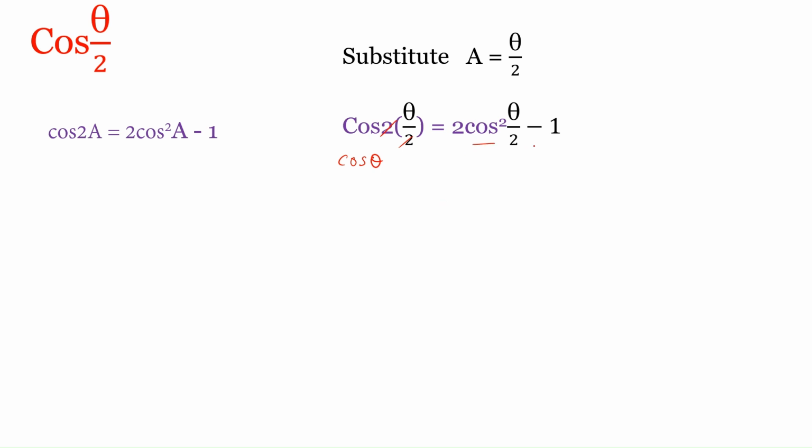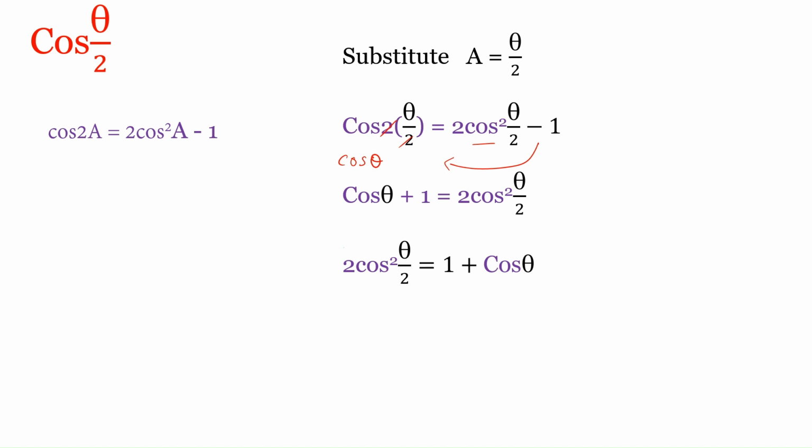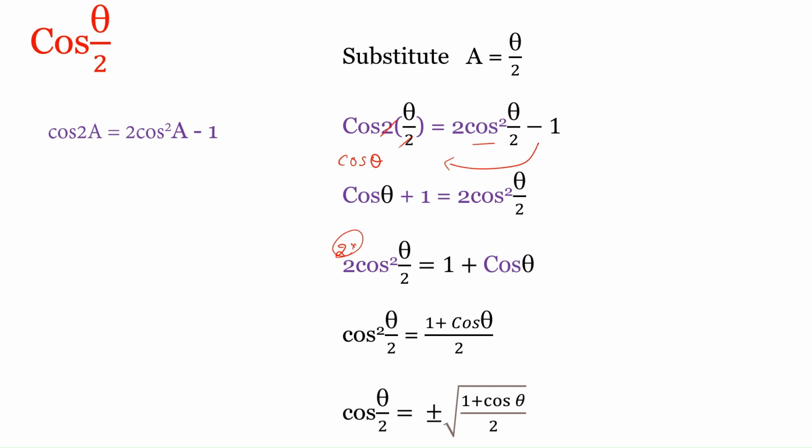So we'll start with transposing minus 1 to the other side first, and it will get modified like this. After this, we will transpose this 2 into cos square theta by 2. When it gets transposed, it will become divided by 2. We'll take square root on both sides, and that gives the formula for cos theta by 2 equal to plus or minus root of 1 plus cos theta by 2. Both numerator and denominator are again under the root. Now we know how to derive the formula for sine theta by 2 and cos theta by 2.